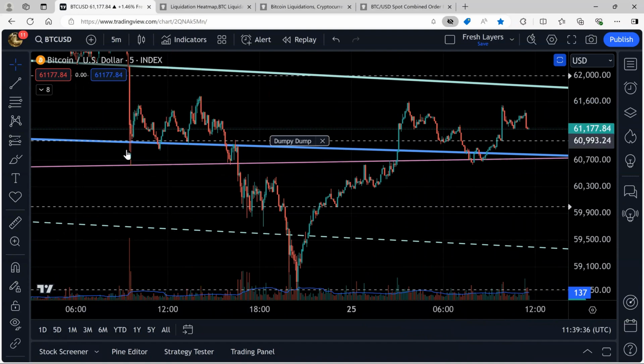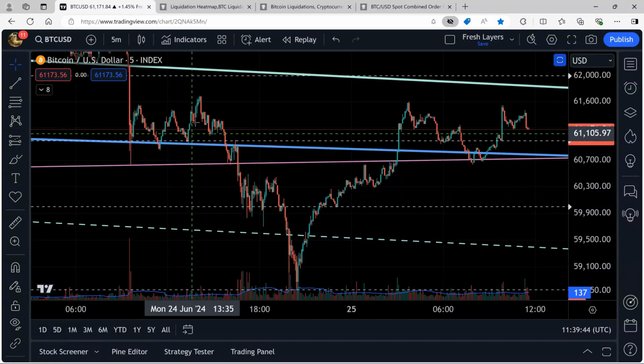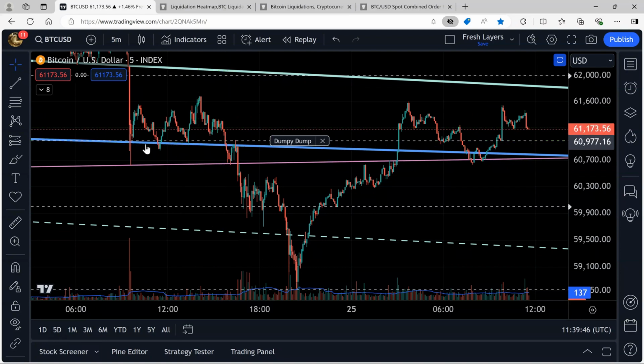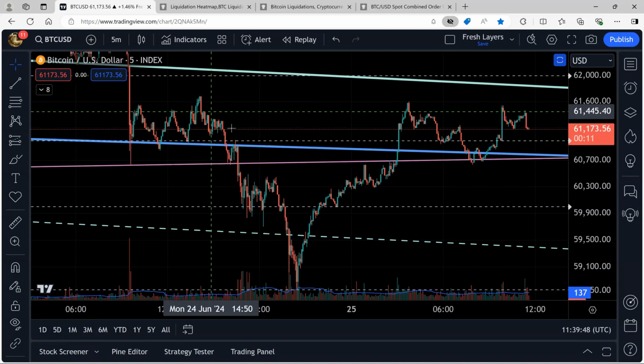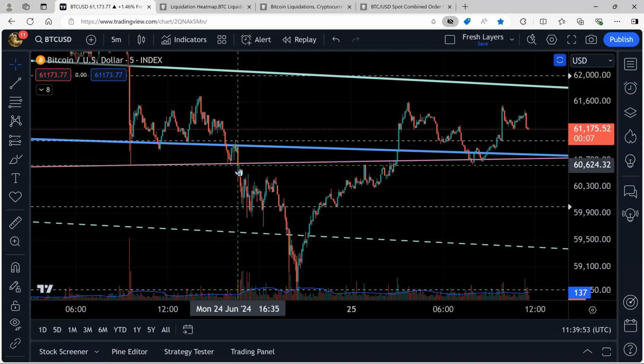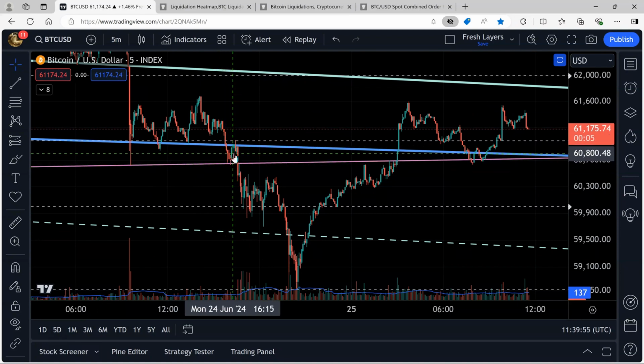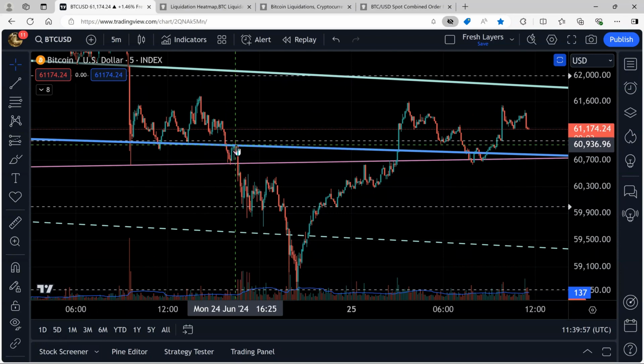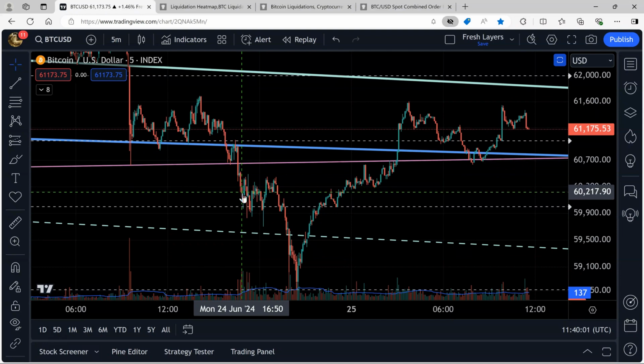You can see we came down to the top of the pink parallel channel here, bounced off of it, and then attempted to hold the blue channel as support many times. Bounce here, bounce here, bounce here, then fell through it where? To the top of the pink parallel channel. Attempted to bounce, got rejected by the blue channel here, and then fell down.